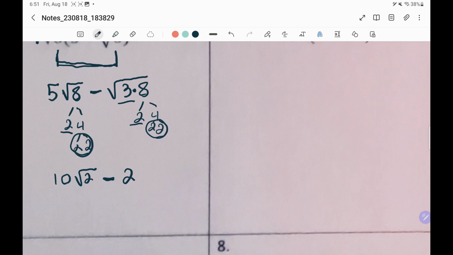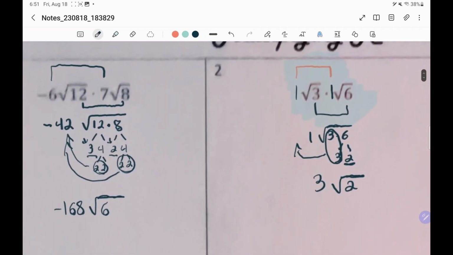Now, what number is going to stay? I have 2 numbers staying, so I have the 3 and I have the 2. So what's 2 times 3? 6. All right. And now, can we subtract them from each other? The answer is a big no. Why? Because whenever you're adding and subtracting radicals, you need to have the same index and also the same radicand. In this case, we don't have the same radicand, so my answer is just going to be 10 square root of 2 minus 2 square root of 6.